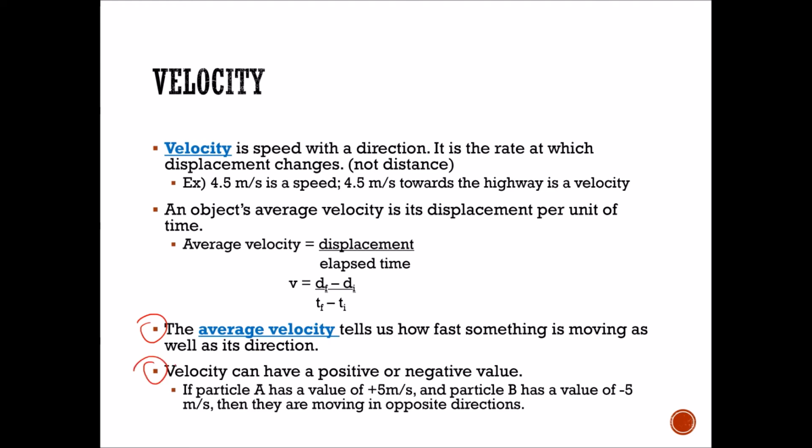Velocity can have a positive or a negative value. If particle A has a value of 5 meters per second and particle B has a value of negative 5 meters per second, that means they're moving in opposite directions. So this is A, and it has a velocity of 5 meters per second, positive, and particle B could be moving in this direction, so its velocity would be negative 5 meters per second.